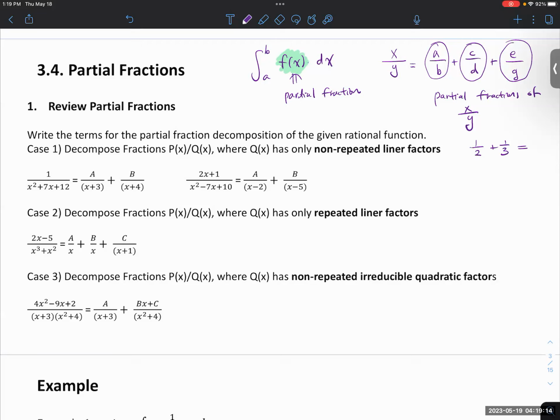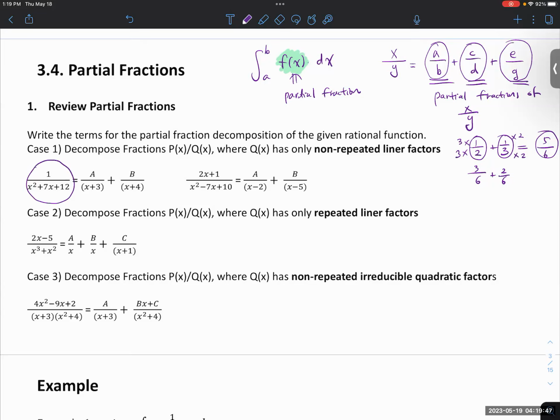So you have 1 over 2, 1 over 3. If you're adding them, first you need to find the common denominator: multiply 3 to the first fraction, multiply 2 to the second fraction. So it is going to be 3 over 6 and 2 over 6. So we know that 1 over 2 plus 1 over 3 is 5 over 6. Am I correct? So I can say 1 over 2 and 1 over 3 are partial fractions of 5 over 6.